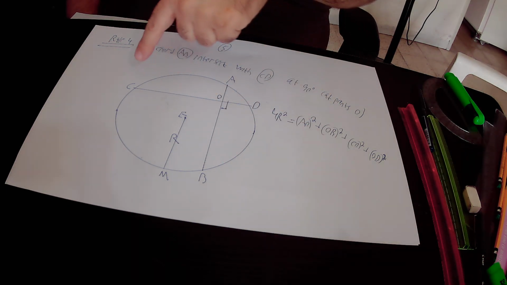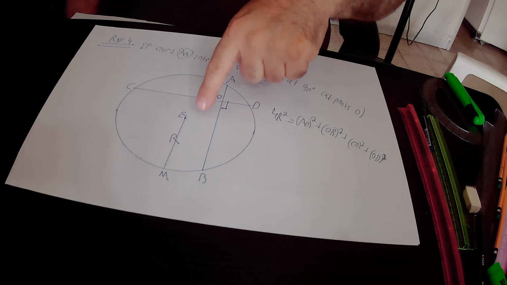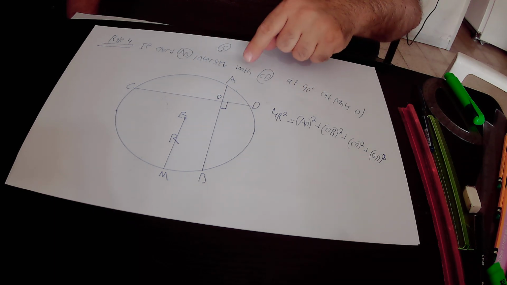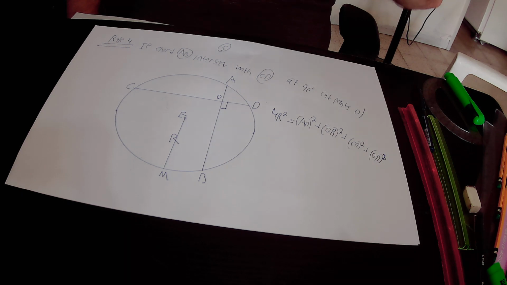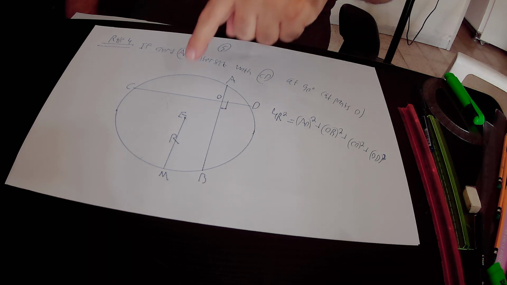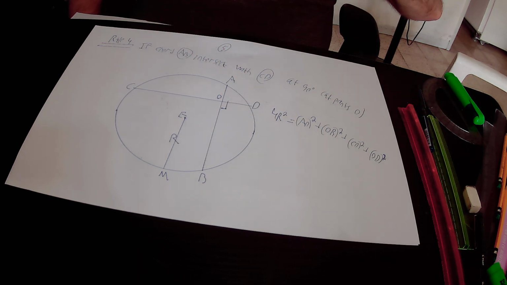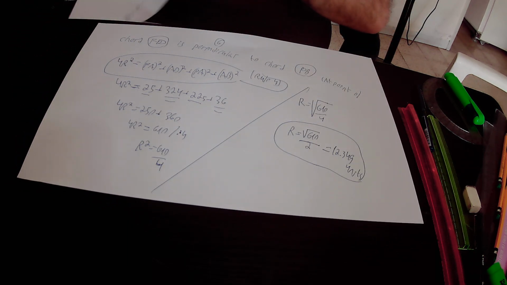Here we have chord AB that intersects with chord CD at 90 degrees. In other words, chord AB is perpendicular to chord CD. Therefore, we can implement rule number 4. According to rule number 4, R is the radius of this circle, so 4R squared equals AO squared plus OB squared plus CO squared plus OD squared. Again, if we know that two chords are perpendicular to each other, we can implement rule number 4. According to rule number 4, 4R squared, where R is the radius of the circle, equals AO squared plus OB squared plus CO squared plus OD squared.